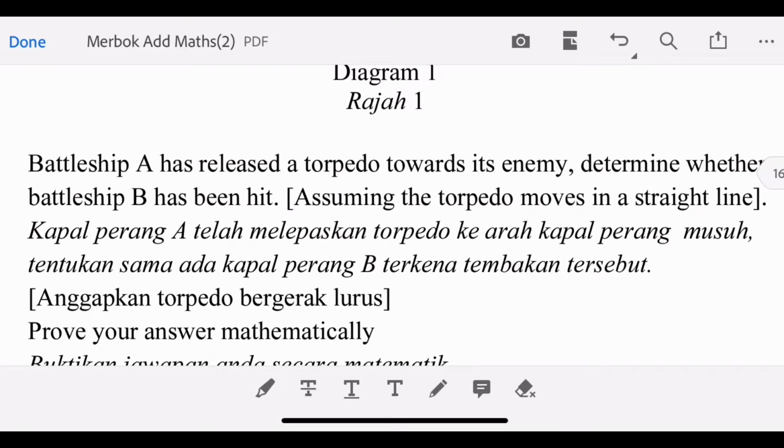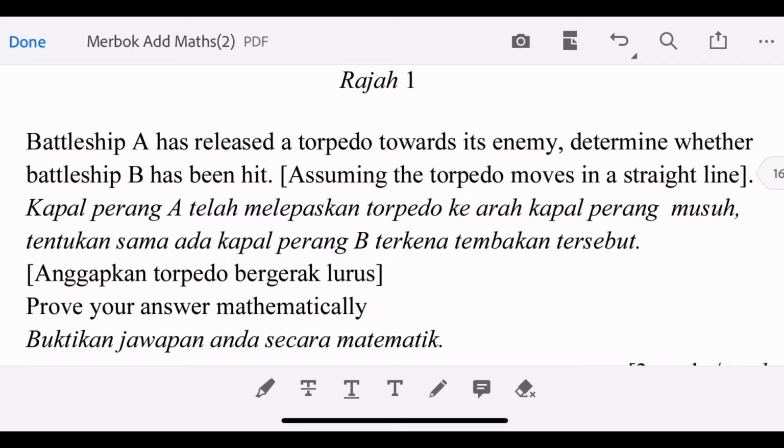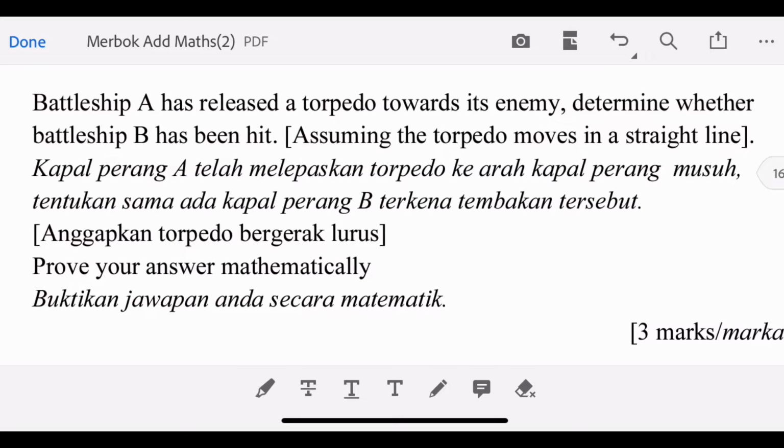Battleship A has released a torpedo towards its enemy. Determine whether battleship B has been hit. Assuming the torpedo moves in a straight line. So this sentence actually hints at the concept of the collinear vector, right? So you need to prove collinear vectors using the ratio.